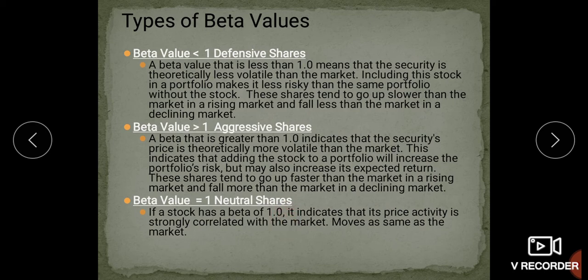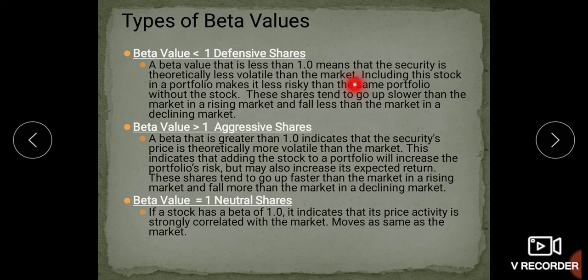So we can see in detail these three types of beta values. As I already told, if beta value is less than 1, that means systematic risk is less. So these are defensive shares, which have less systematic risk. A beta value that is less than 1 means the security is theoretically less volatile than the market.